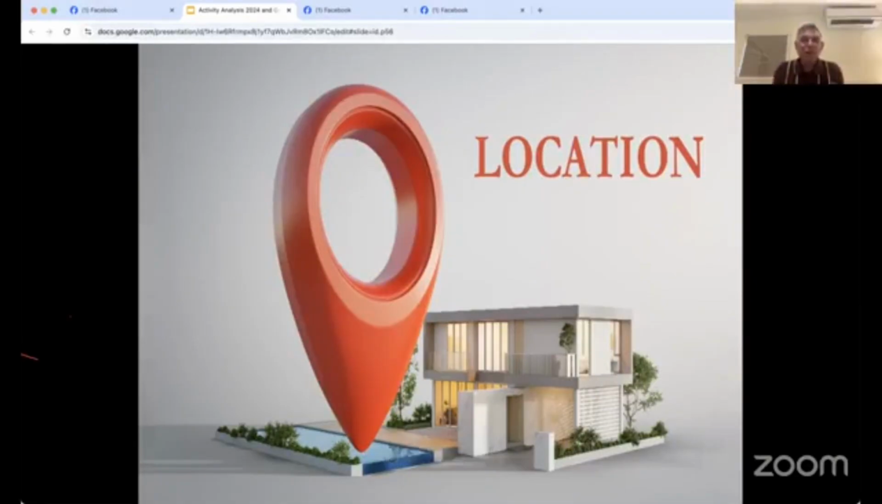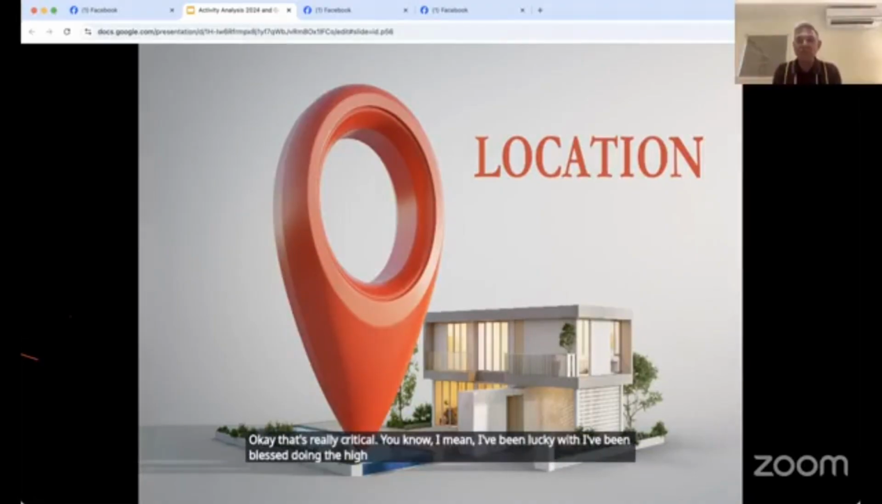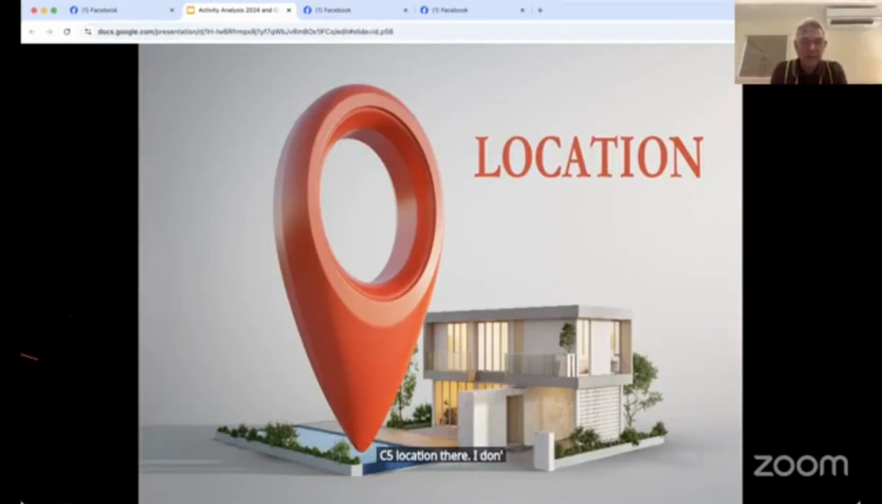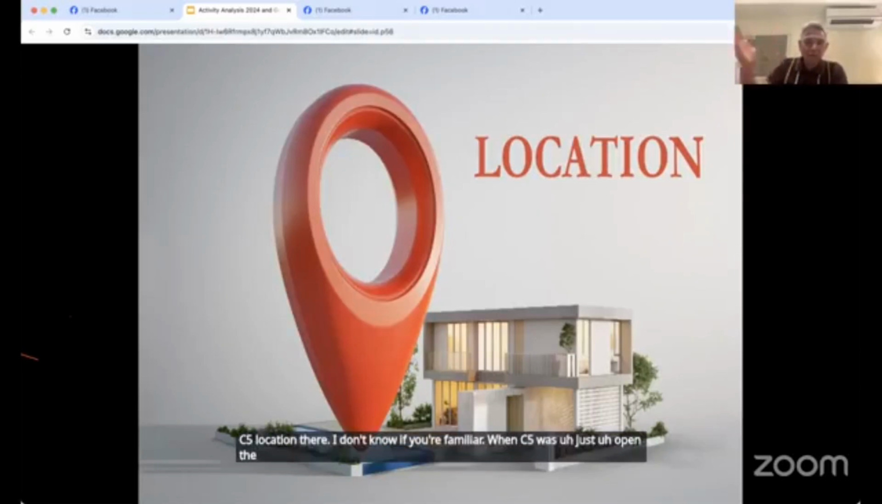Location. You got to work with the location where you're blessed with. That's really critical. I've been lucky, I've been blessed, doing the high end, from Forbes, Dasmariñas, White Plains, St. Ignatius. I did the C5 location then. I don't know if you're familiar, when C5 was just opened, and Acropolis had all these commercial establishments, the restaurants from Jerry's Grill, Crocodile, and Eastwood wasn't there. I basically leased out about 70% of those restaurant sites at that time.